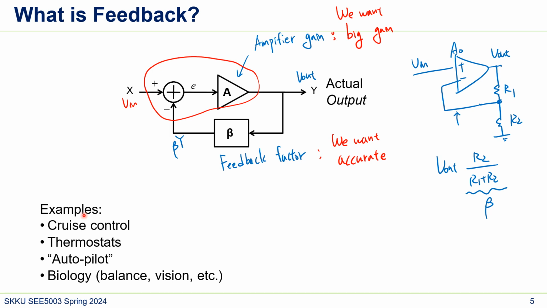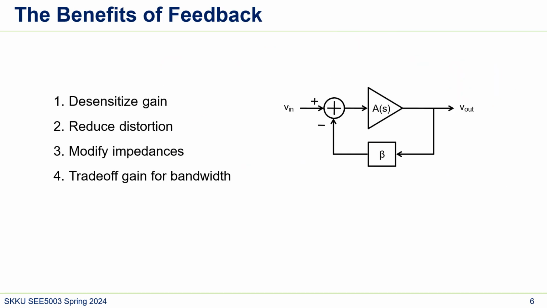Well, there are a lot of examples. Cruise control. Cruise control tries to keep the speed the same, right? Or thermostats, autopilot, biology, balance. I mean, everything is feedback. And also in electric circuit, I mean, in circuit design, we also use a lot of feedback. Then why do we use feedback? There are a lot of reasons. They have a lot of advantages.